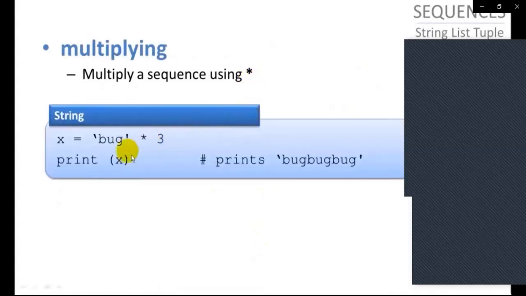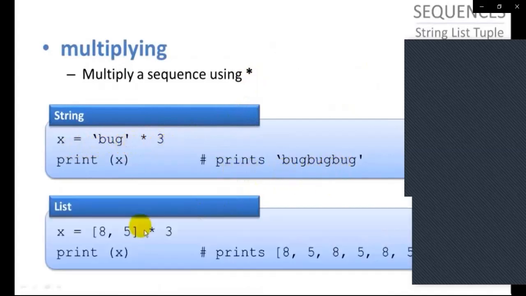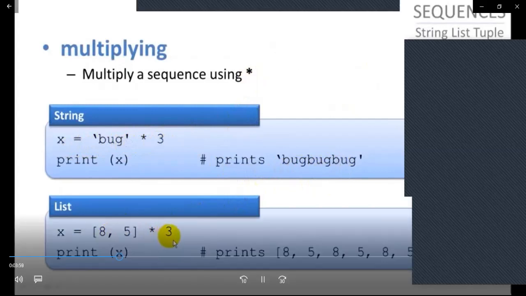Multiplying, we can use the star sign to multiply sequences, again, of the same type. So if we have a bug, it will multiply the word bug 3 times and give us bug, bug, bug. Or if we have a list with an 8 and a 5 in it, we want to multiply that by 3, it will give us 8, 5, 3 times in our list.